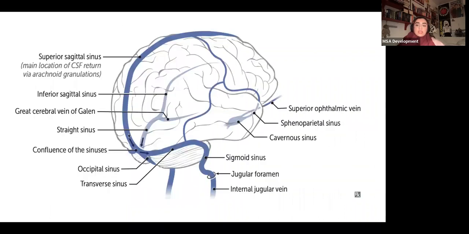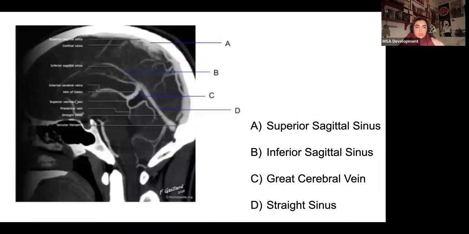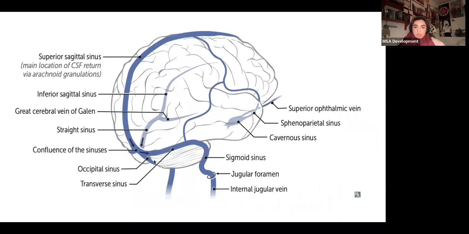And this is another way to look at it, this is from First Aid. This is a lot more like the image I just showed you guys, radiologic image, where you can see the superior sagittal sinus, inferior sagittal sinus, straight sinus, and then the great cerebral vein of Galen, such as that you can see over here. It's the same exact angle, but just the other side. All right. These will all eventually converge and meet in the confluence of sinuses, and they will drain into the jugular veins eventually.